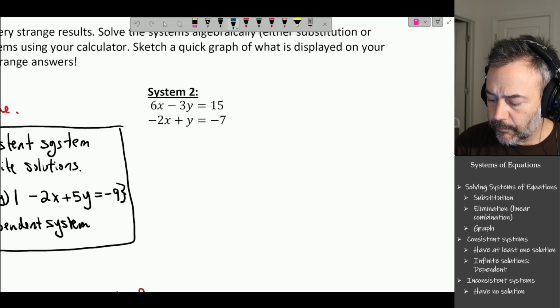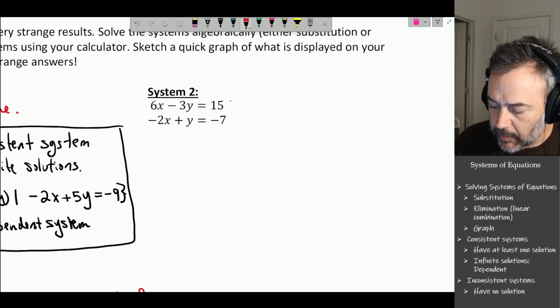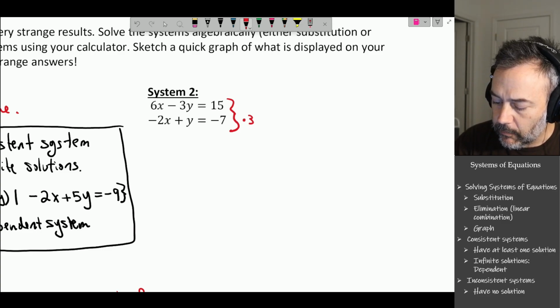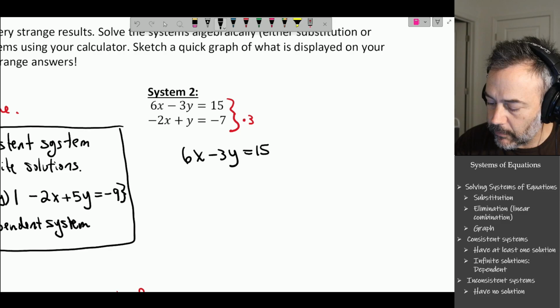System number 2, if we multiply the top one or the bottom one by 3, I noticed then the y's would line up. And what would I get? I would get 6x minus 3y equals 15. And the second one would be negative 6x plus 3y equals negative 21.